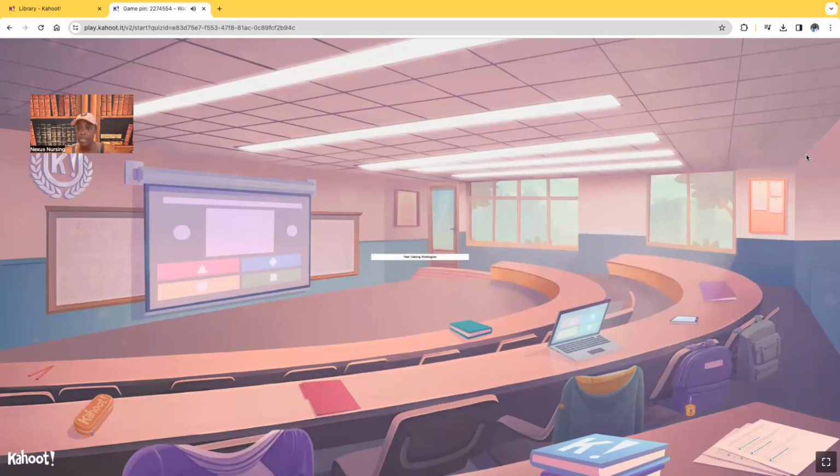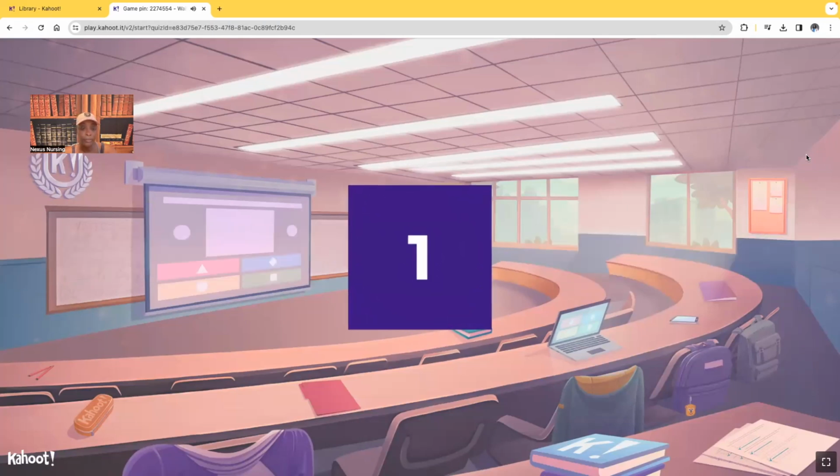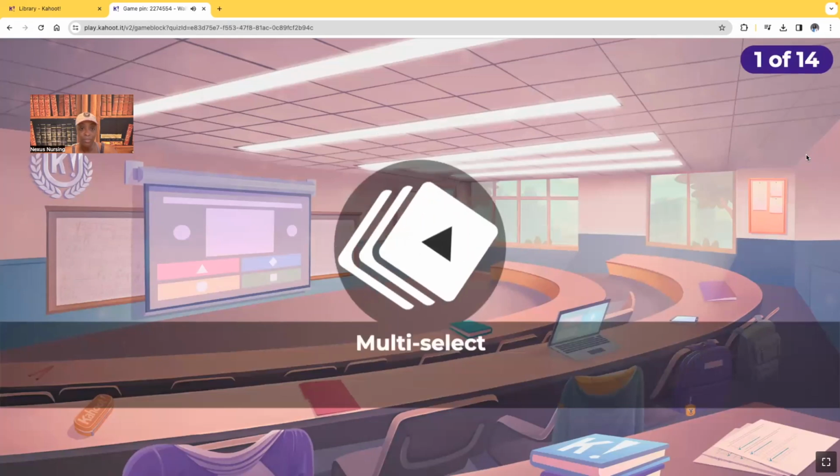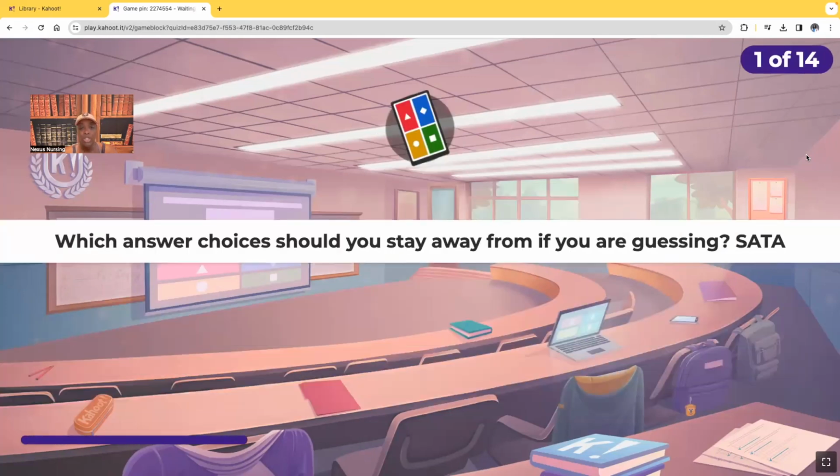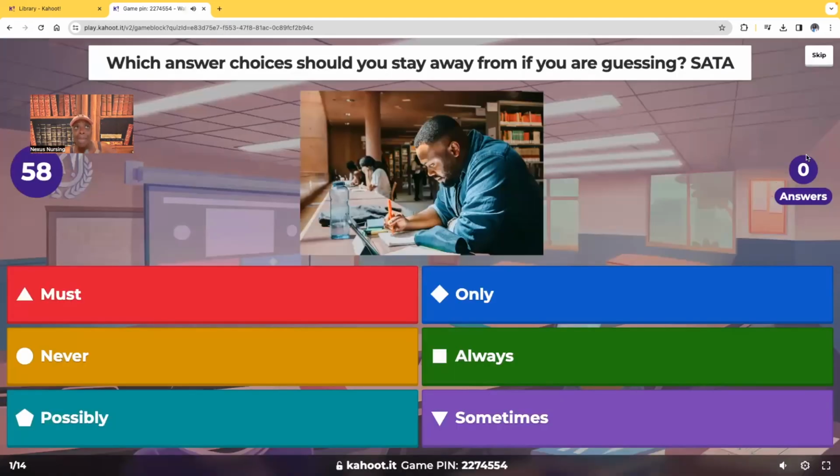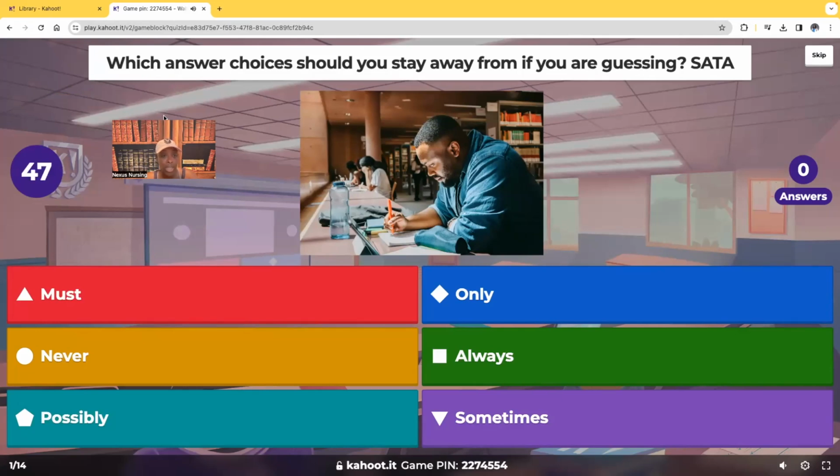Test-taking strategies. This is tips and strategies. First question, select all that applies. Which answer choices should you stay away from if you're guessing? You have absolutely no idea what the answer should be. Which one should you not choose? Here are your choices. Answers that include words or phrases such as must, only, never, always, possibly, sometimes. Which ones, if you had no idea what the answer was, you definitely would not choose as a correct answer? Go ahead and choose, guys.